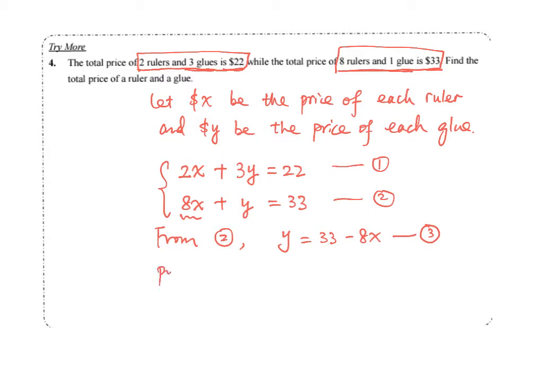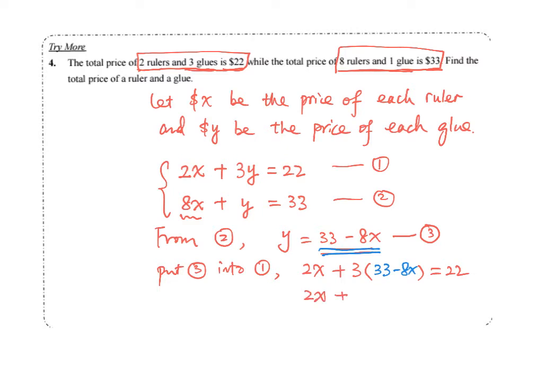Here, I labeled it as the third equation, equation 3. Now we can substitute equation 3 into equation 1. So when we see Y, we replace it by 33 minus 8X. So we have 2X plus 3Y equals 22. So what is Y? Y can be replaced by 33 minus 8X.